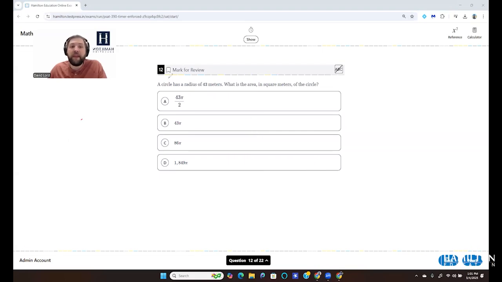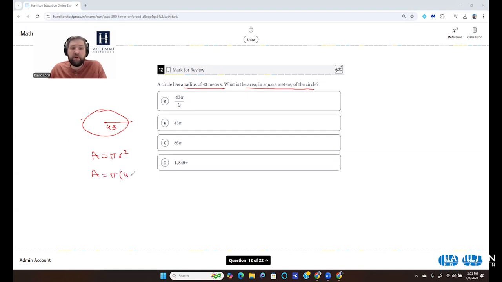Question number 12. A circle has a radius of 43 meters. What is the area? Well, they asked for the area of a geometric shape. So again, I like drawing a picture. Here's the radius, which is 43. And then the area formula is pi r squared. So looking at this case, we have the radius already. So we can just plug it in.